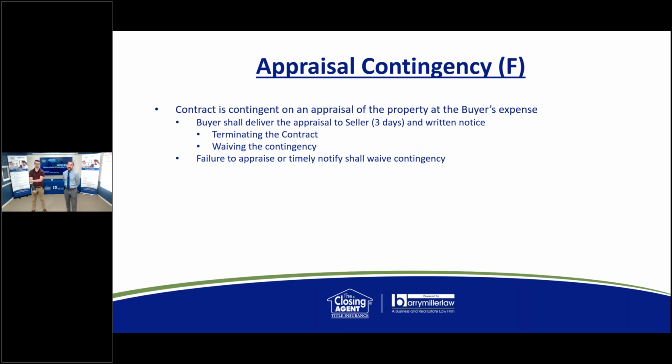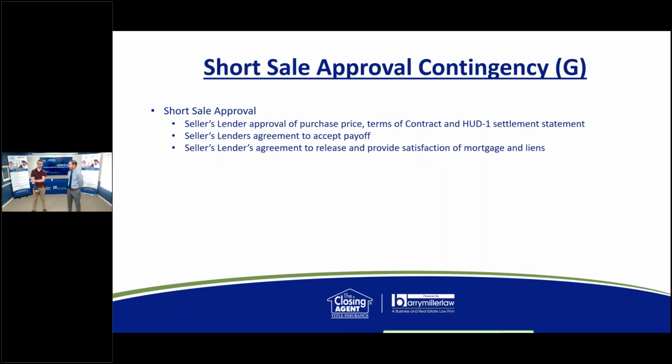So the one for the appraisal contingency isn't bad. That's there. The contract is contingent on appraisal of the property at the buyer's expense. They'll have to deliver the appraisal within 3 days when they receive it, and they can terminate the contract or they can waive it. Now, failure to appraise or timely notify waives the contingency. So we're going to get in at the end, we'll go through the standard ones. We're going to go through some of the alternatives that we've drafted on our website, and then you can use those in there.